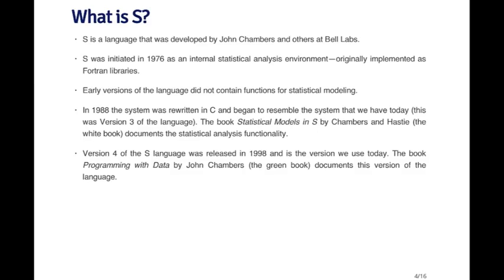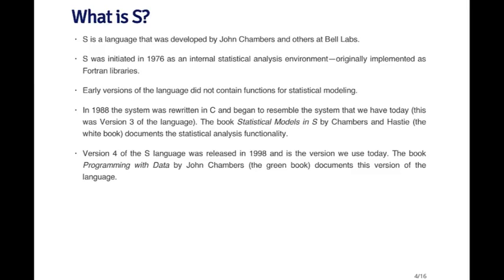So S was a language, or is a language, that was developed by John Chambers at the now defunct Bell Labs. And it was initiated in 1976 as an internal statistical analysis environment, so an environment that the people at Bell Labs could use to analyze data. And initially it was implemented as a series of Fortran libraries to implement routines that were tedious to have to do over and over again. So there were Fortran libraries to repeat these statistical routines.